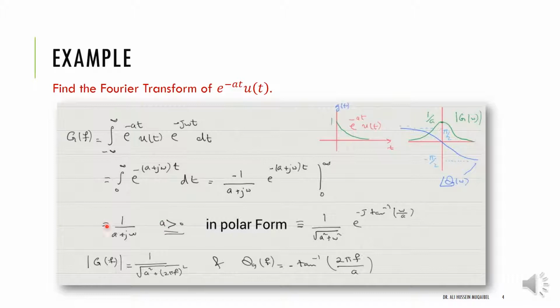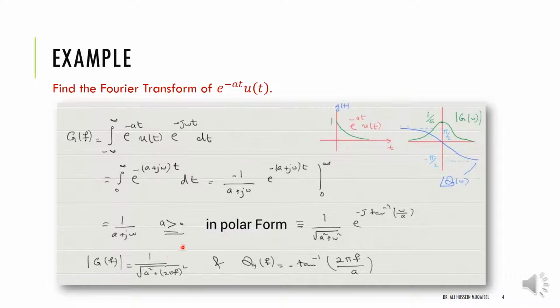You can take this complex representation and find its magnitude. Now remember, the magnitude of a complex number is the square root of real squared plus imaginary squared. And we also write the angle in the exponent, so e to the minus j. The fact that there is j means what we have here is just an angle. It's tan inverse omega over a, and because it's in the denominator, we have a minus sign.